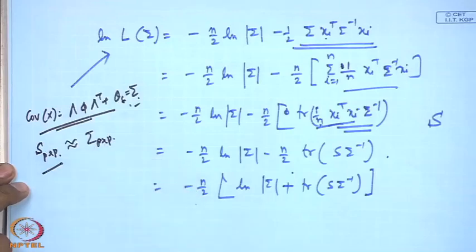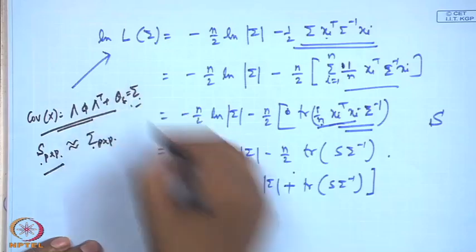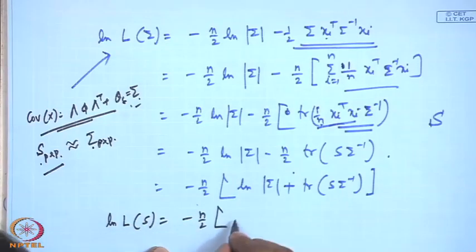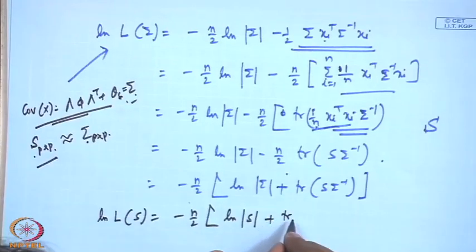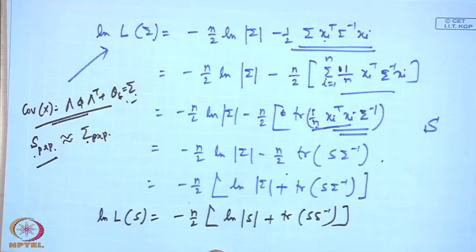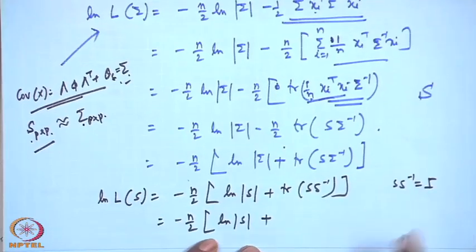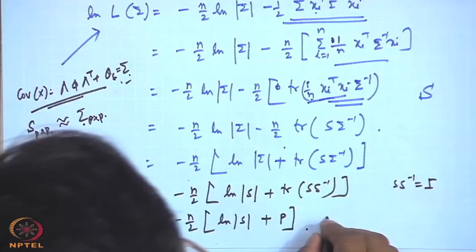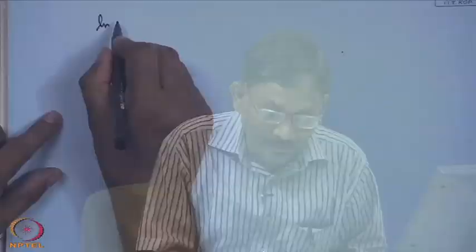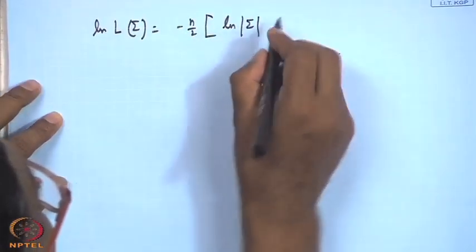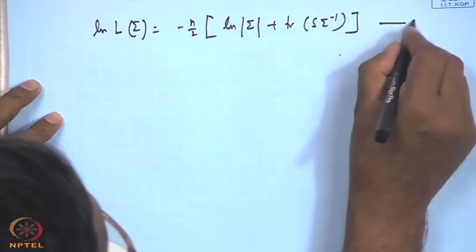Suppose the condition is such that S is equal to sigma. Then if I put it here, log of L of S can be written as log of determinant of S plus trace of S inverse S. Now, S inverse S is I, so you can write log of S plus the sum of the diagonal elements of the matrix I, that is p. This is your equation number 1. Another one, which we have already seen, is the likelihood equal to minus n by 2 log of this plus trace of this. This is our equation 2.